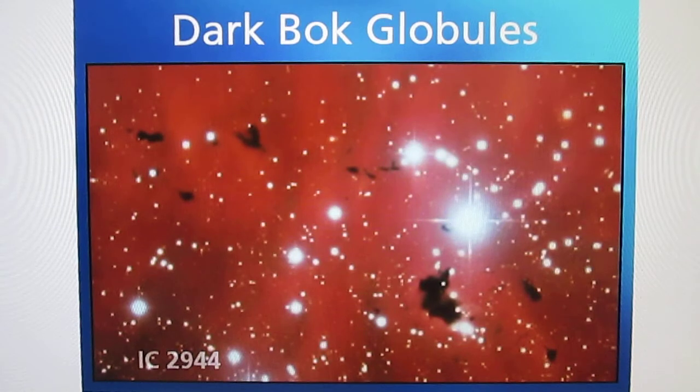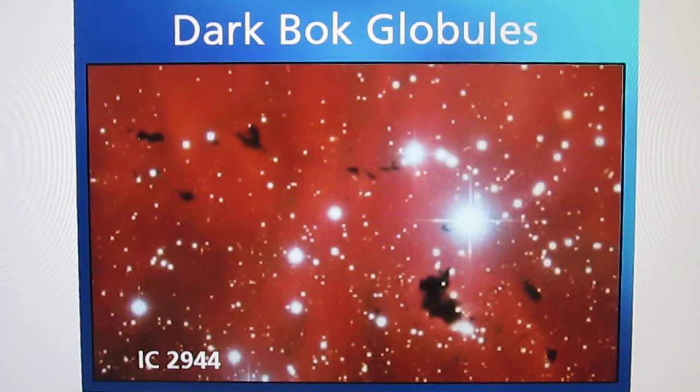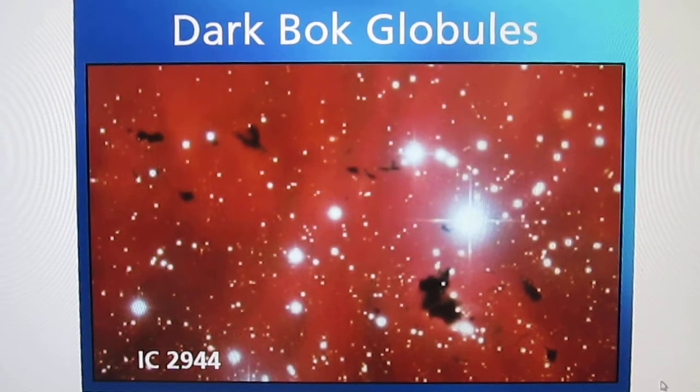This image shows dark Bok globules in IC 2944. These dark spots in the above picture are not photographic defects, but an unusual type of interstellar cloud known as a Bok globule. Bok globules, named after astronomer Bart Bok, who studied them extensively, are small dark clouds made of gas and dust that are typically condensing to form a star or stars. These Bok globules are found in front of a glowing H2 region known as IC 2944.